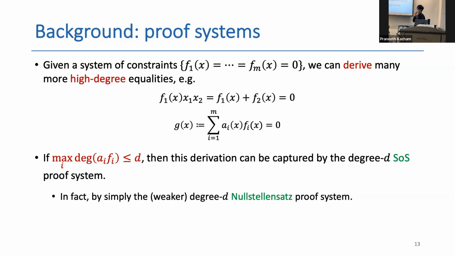I guess we state it in the language of SOS because our lower bounds are in terms of SOS. The upper bound can be captured by a weaker thing, but our lower bound is against SOS. That's the main reason we state our upper bound results in SOS, but it should actually be stated in Nullstellensatz.